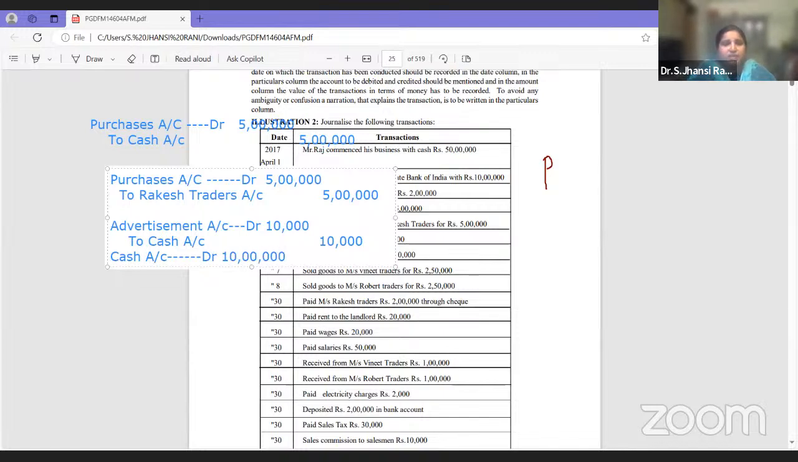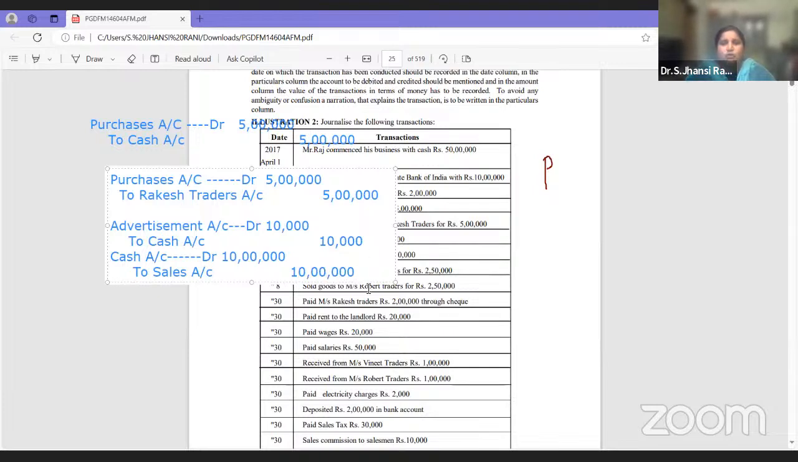By what are we receiving it? By selling the goods. Sales is what? Sales is again a real account. Credit what goes out. Goods are going out of the business. So cash is received when goods go out of the business, that is 10 lakhs.